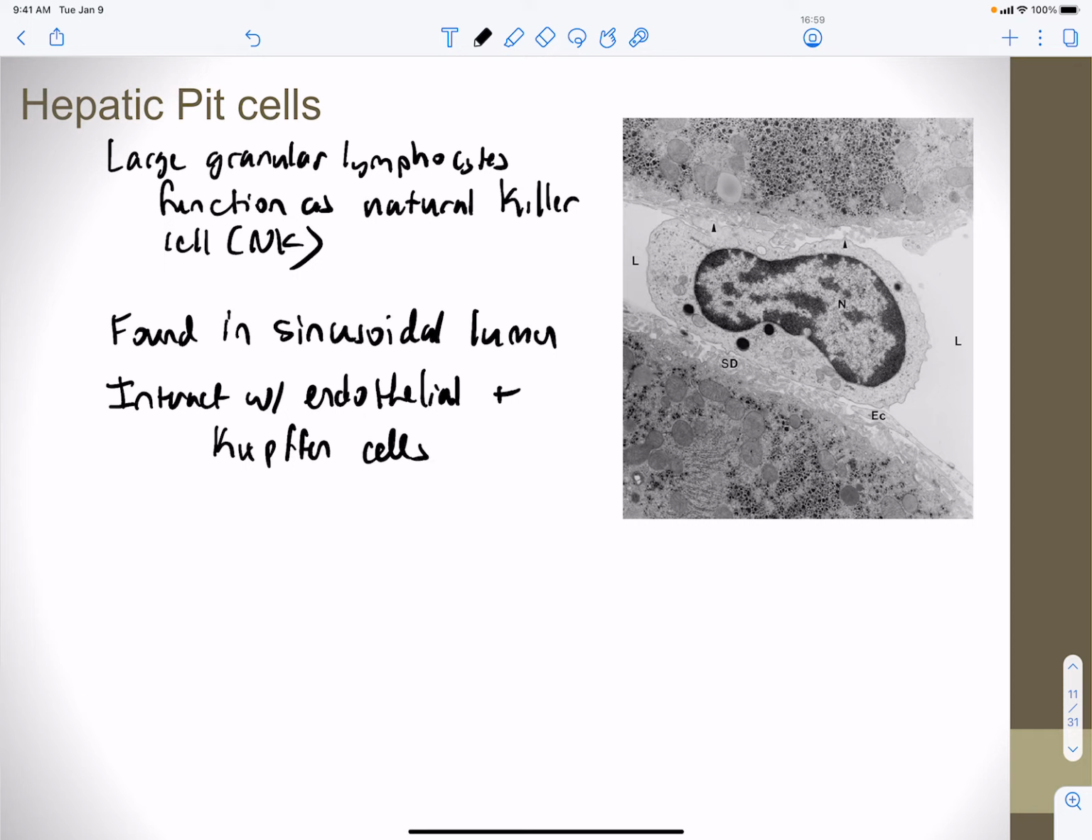So basically, pit cells, or what they really are called natural killer cells, are going to be a very important defense mechanism against potential invasions of the liver by viruses, tumor cells, etc.